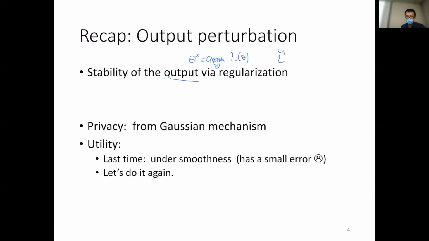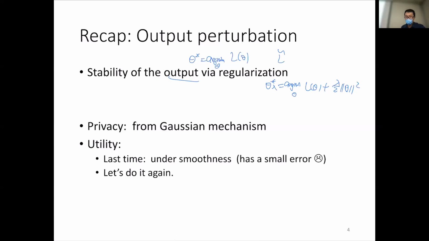So for this reason, we define this regularized objective function and the regularized output, which makes things more stable. The difference is that we're adding an additional regularization term that makes the objective function strongly convex.